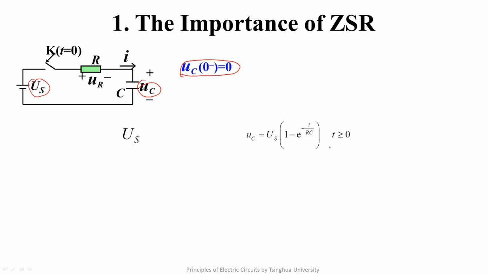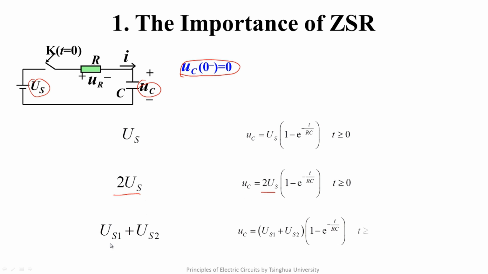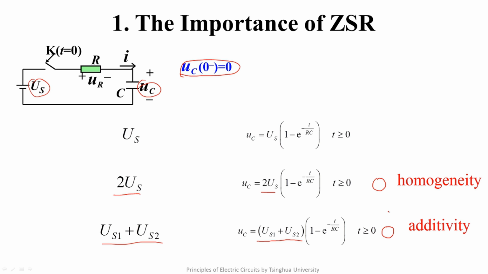When the excitation becomes twice of the former value, we can easily know the response also becomes twice of the former with the three elements method. Similarly, if the excitation is the sum of the two excitations, we can also easily know the response is the sum of the two former responses with the three elements method. What do they mean? The second expression means homogeneity. The third expression means additivity. In other words, it's a linear relationship between the excitation and the response of zero-state circuit.